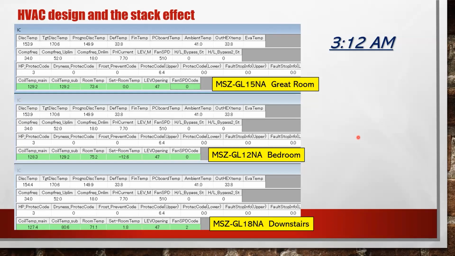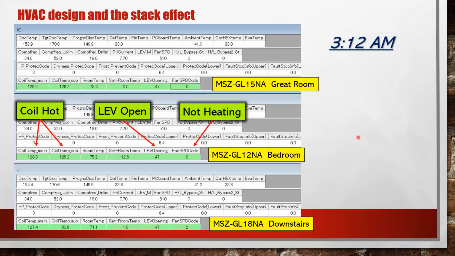This is actual maintenance tool data from this job at 3:12 a.m. in the morning. This is the GL bedroom. Notice the temperature of the coil, nearly 130 degrees. The LEV is just as open as the LEV of the downstairs unit, but the fan is not running. This unit is not calling for heat. The downstairs unit is calling for heat. But all the coils in the system are going to be hot in a multi-zone system in heat mode.